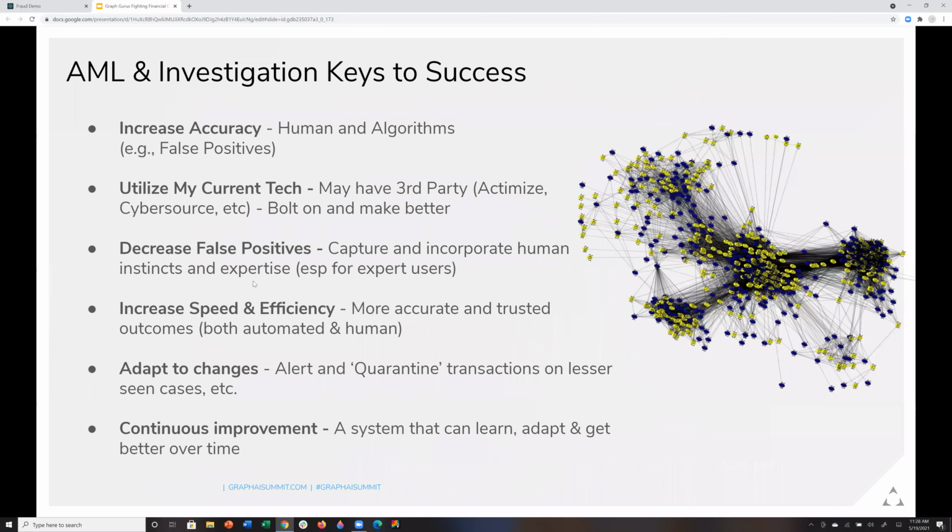Now, our investigators are constantly trying to do more with less. They're getting tens of thousands of these a day. They have to parse them. They have to identify what the accuracy is.